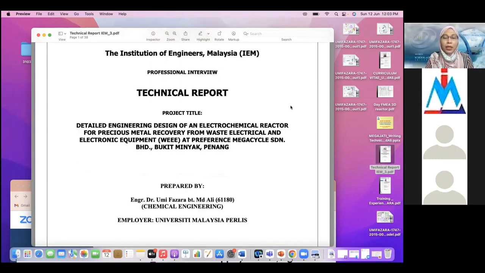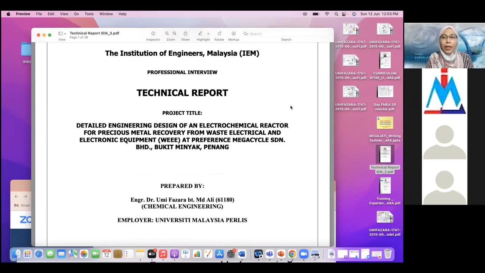Okay. So this one is my project title. Detail Engineering Design of an Electrochemical Reactor. Yang ni I cakap tadi. For precious metal recovery from waste electrical and electronic equipment at reference megacycle Sedang Berhad Bukit Minyak, Penang.